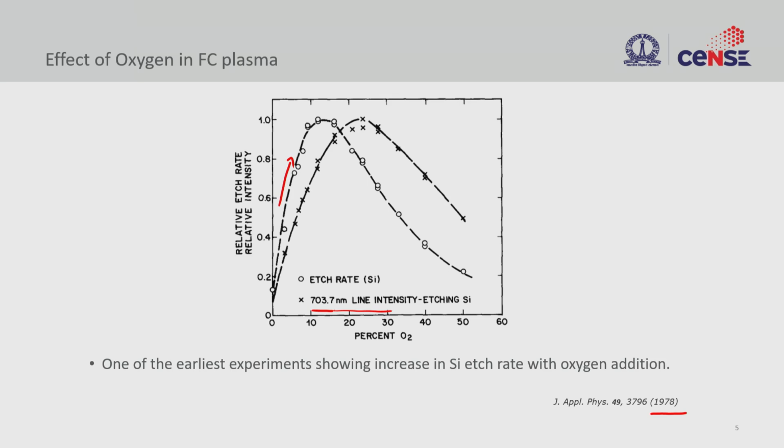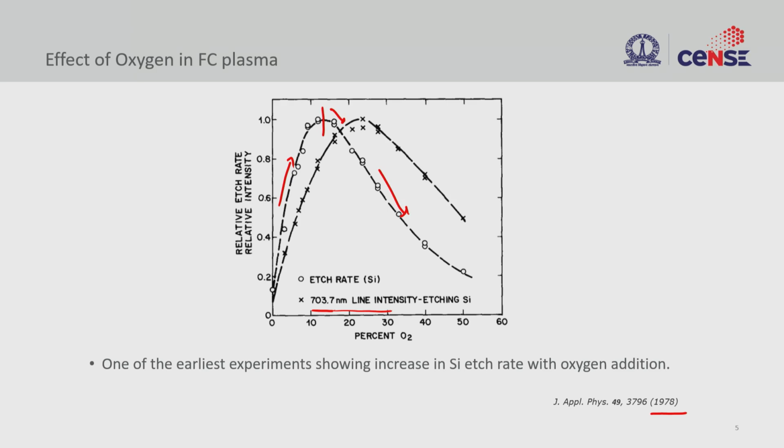So the etch rate actually increases to a certain oxygen percentage, and then it starts to decrease. So let's look at the left-hand part, where adding more oxygen into the plasma helps you increase the etch rate. On the other hand, too much oxygen actually does the reverse, so it reduces the etch rate.